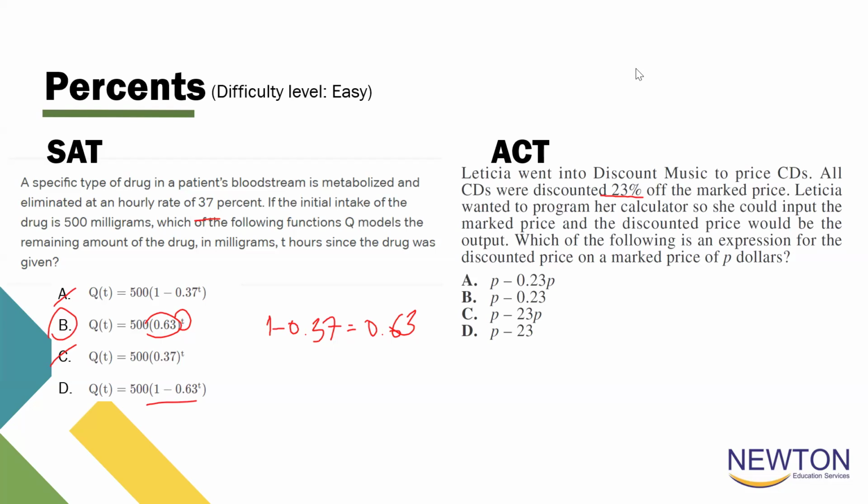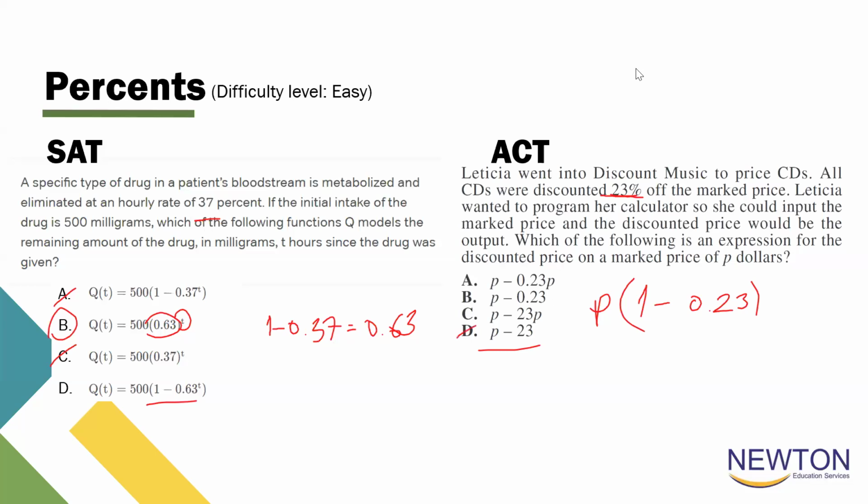So here I also have an input, the marked price, and I want to get the output of the discounted price. So this is also another form of modeling using percents. So I also want this discount that's off, so I want to subtract. I want it to be 1 minus 0.23, and then I multiply it all by P, the marked price. So which one of the options will give me the same answer?